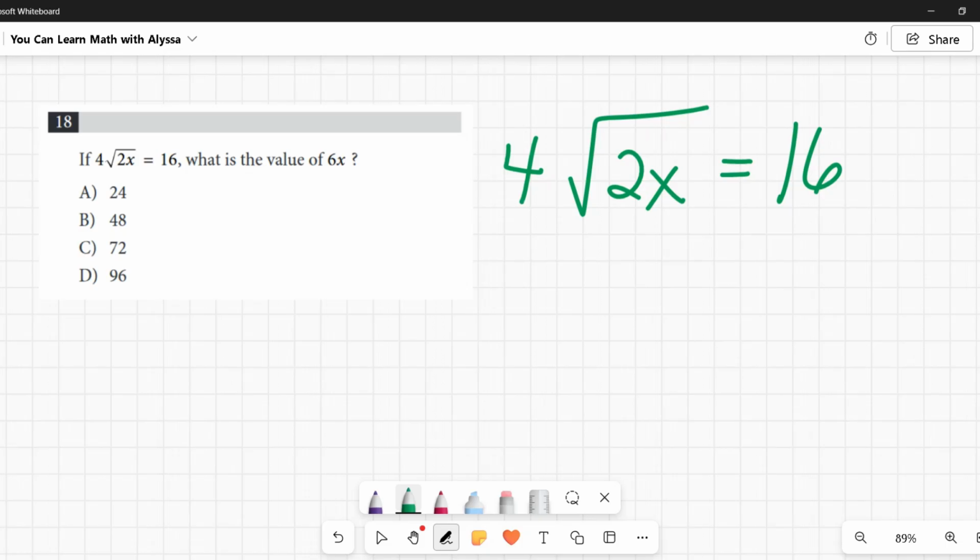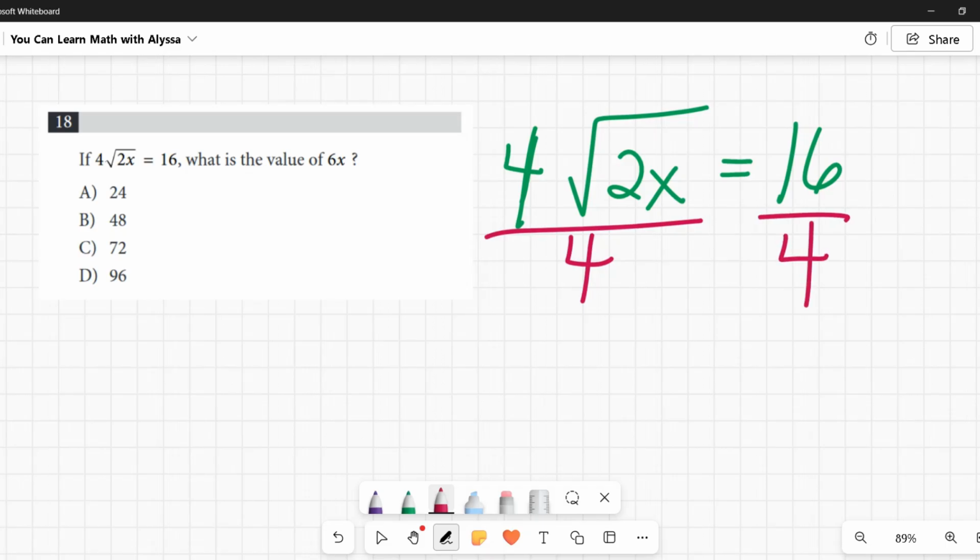This x, what happened to it? It was multiplied by 2, then it was square rooted, then it was multiplied by 4. And we're going to undo that in reverse order. It's not going to let me undo what I just did, ironically. Hey, there we go. So if it's being multiplied by 4, I need to do the opposite. I need to divide by 4.